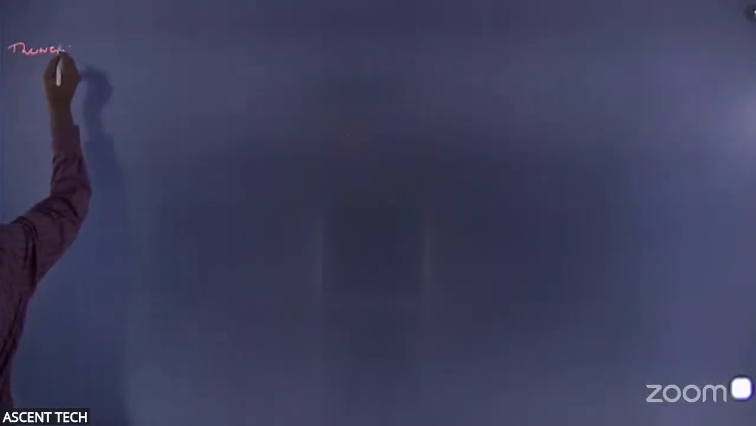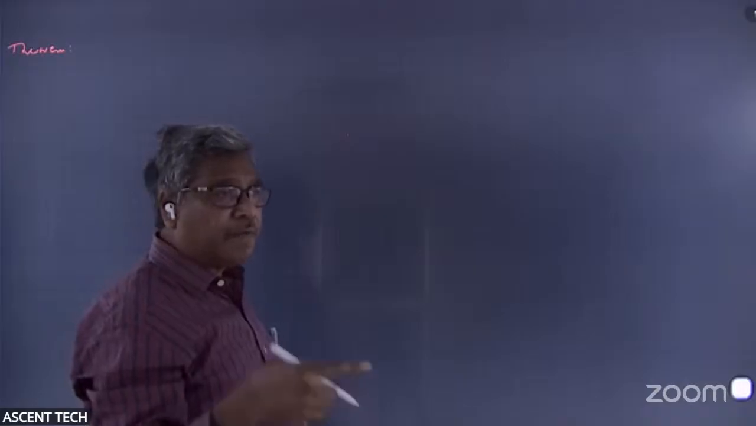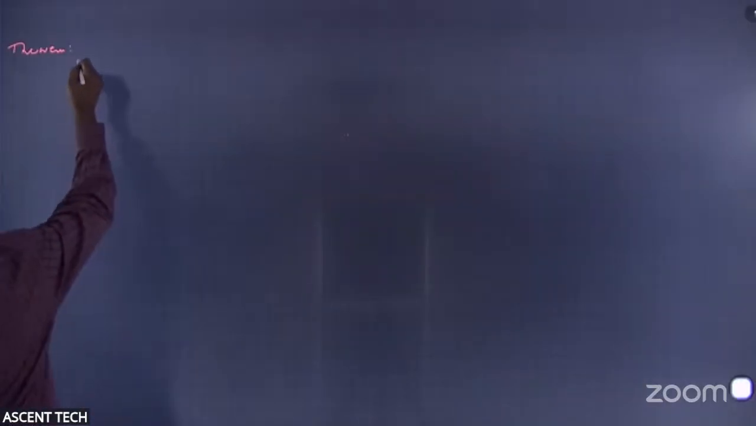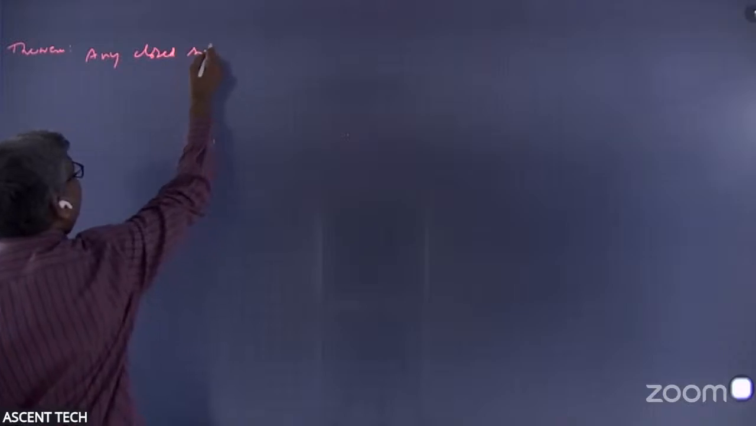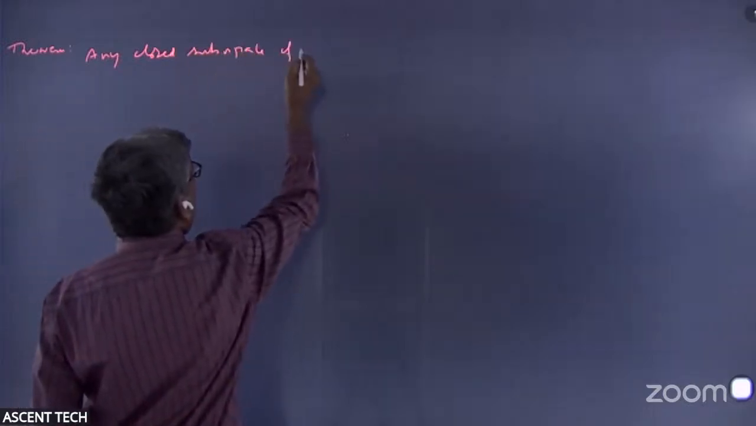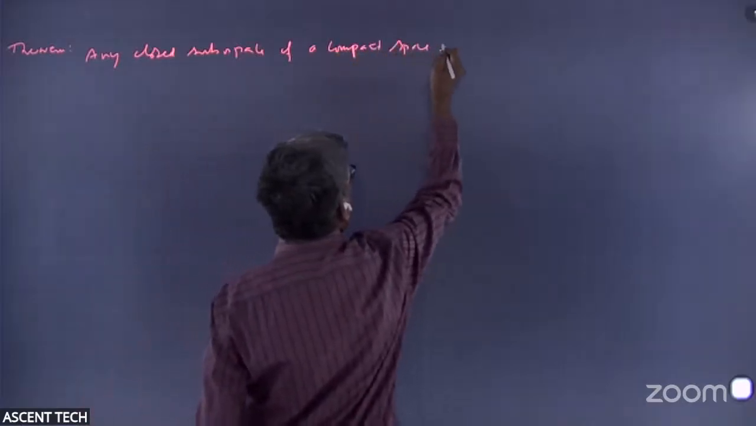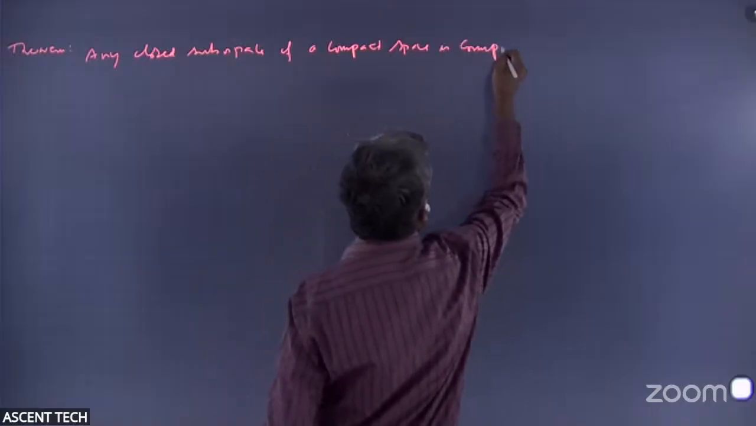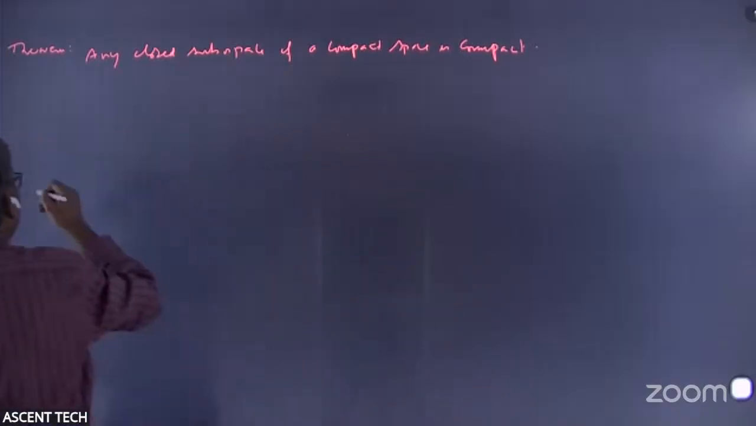Here is the first theorem I prove. Any closed subspace of a compact topological space is compact. Any closed subset or subspace, you can say. If I have a compact topological space X and Y is a closed subspace, then Y has to be compact too.